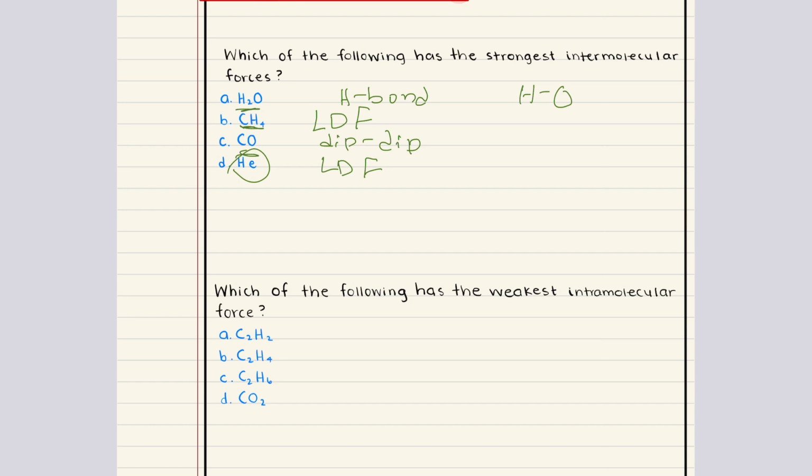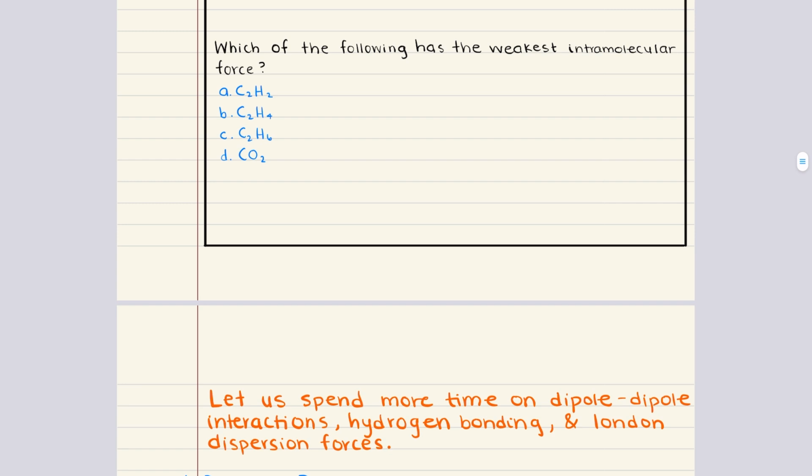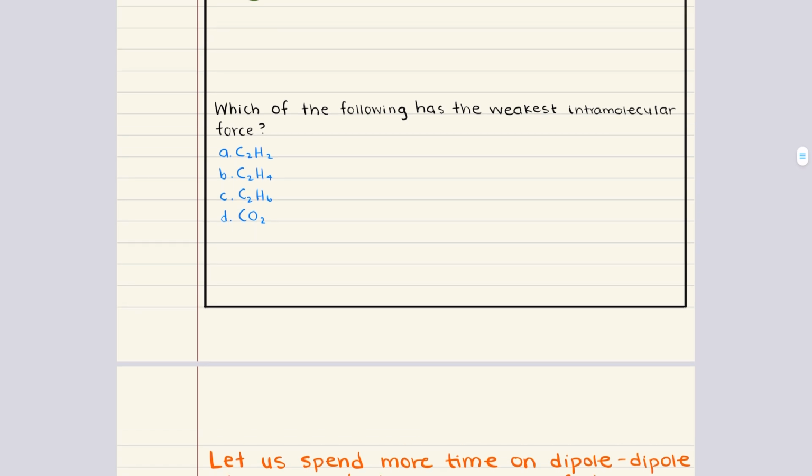So comparing our four answer choices, hydrogen bonding is significantly stronger than dipole-dipole interactions and London dispersion forces, meaning the correct answer is A. The second question asks, which of the following has the weakest intramolecular force? So this question is specifically asking about intramolecular forces, which means we're analyzing the strength of the covalent bonds within each individual molecule rather than interactions between molecules.